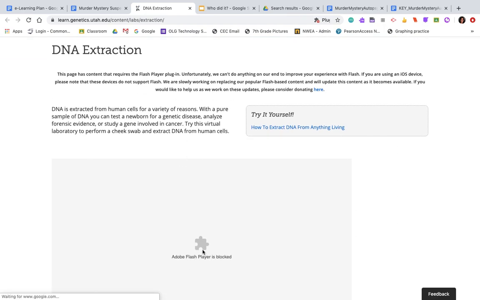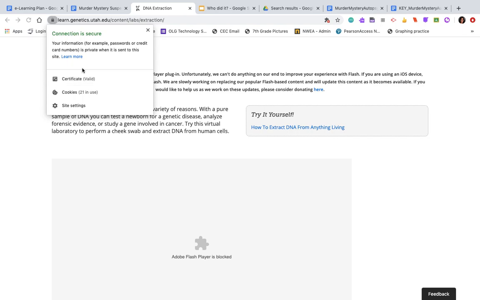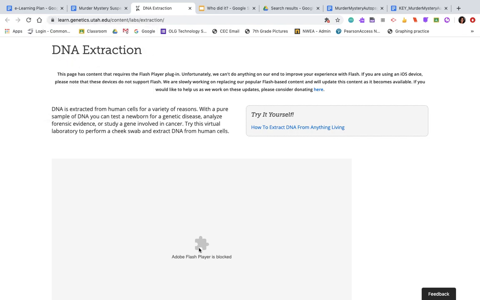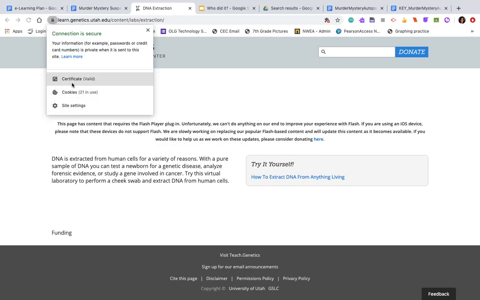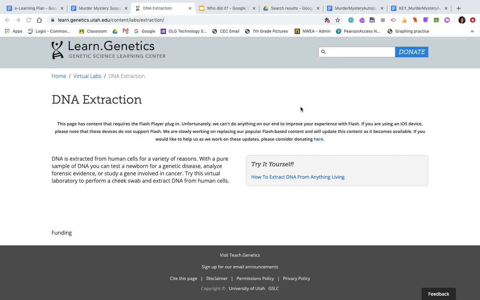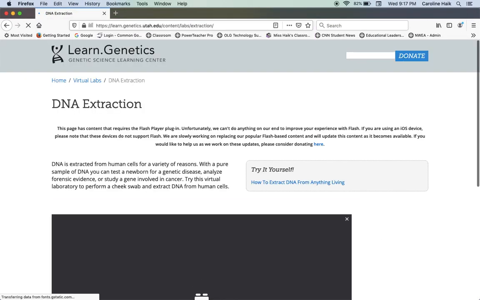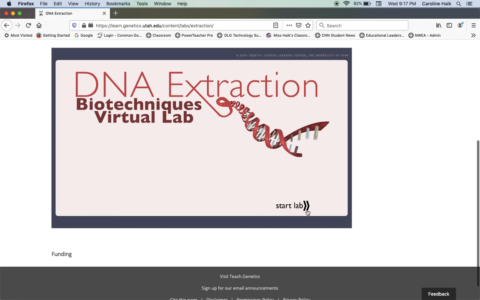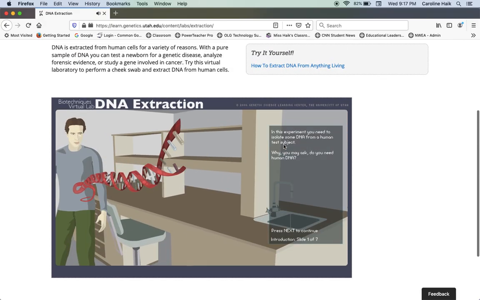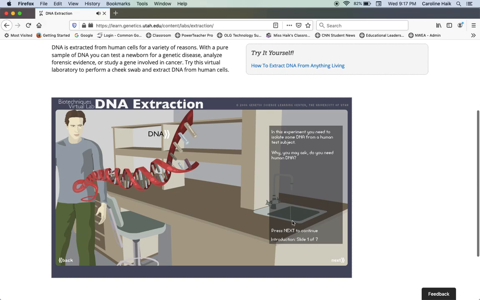If you don't have a flash player, you need to go here and unlock it. I don't know why it's not working on mine. Or you can just go to a different browser if you need. Normally it just comes up where you can undo it. There you go, allow. Okay, so you'll click Start Lab, and then you'll just need to read what to do.